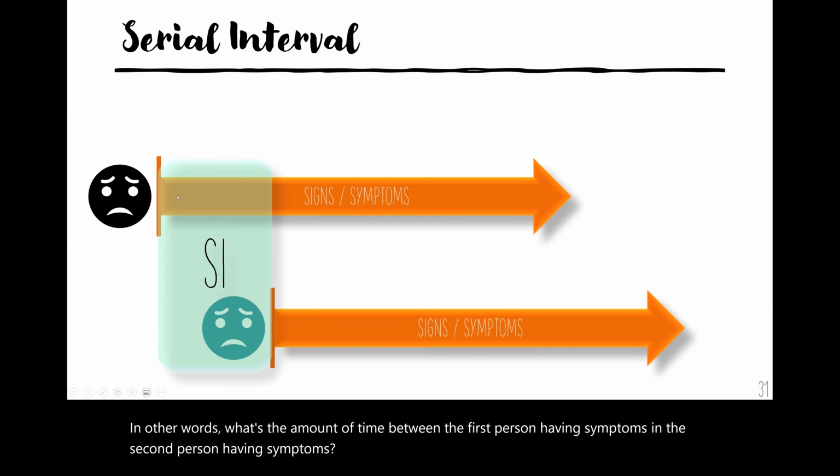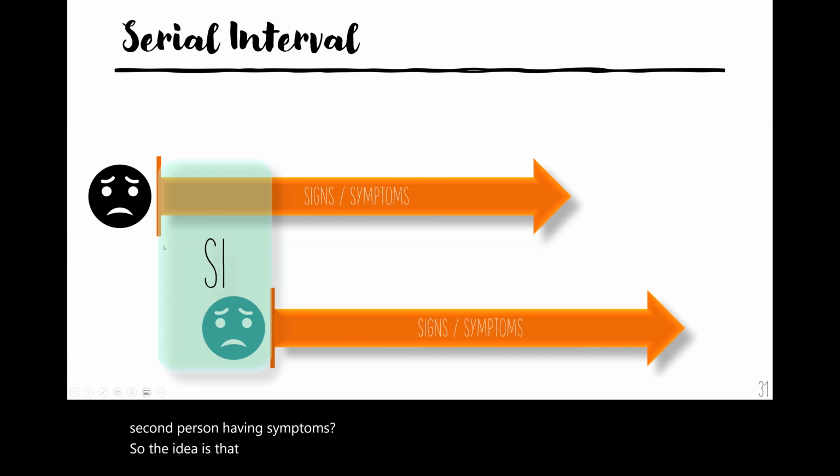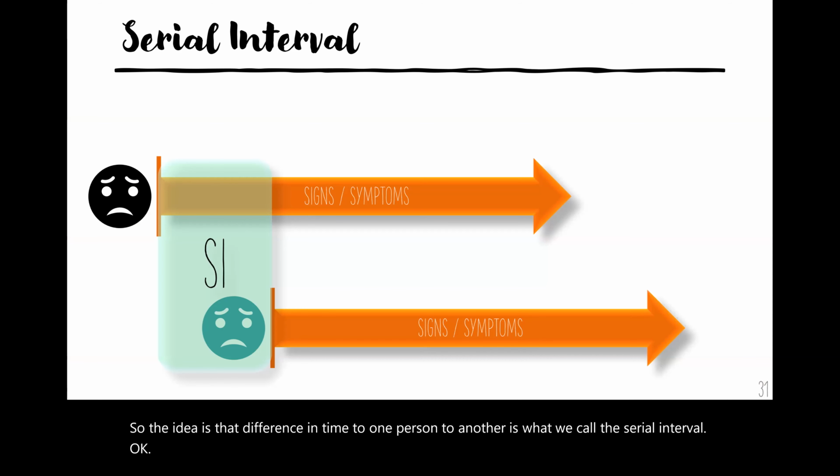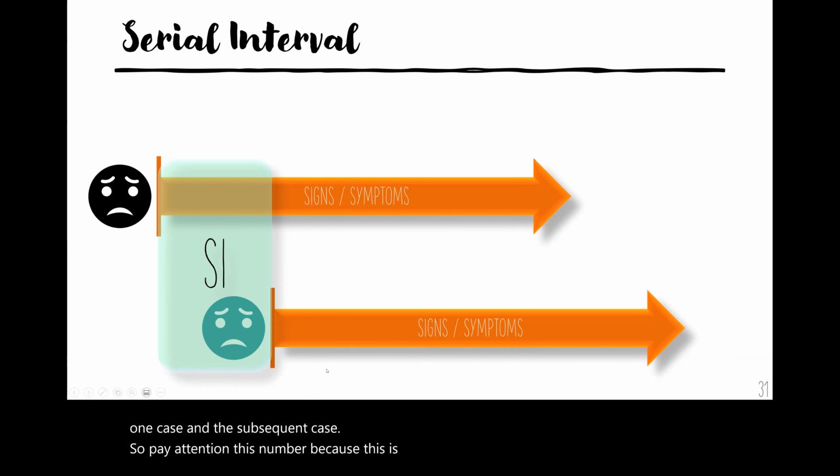So the idea is that the difference in time between one person and another is what we call the serial interval. What we're trying to look for is the time between the onset of signs or symptoms in one case and the subsequent case. Pay attention to this number, because it's going to make a lot more sense than what it means over here.